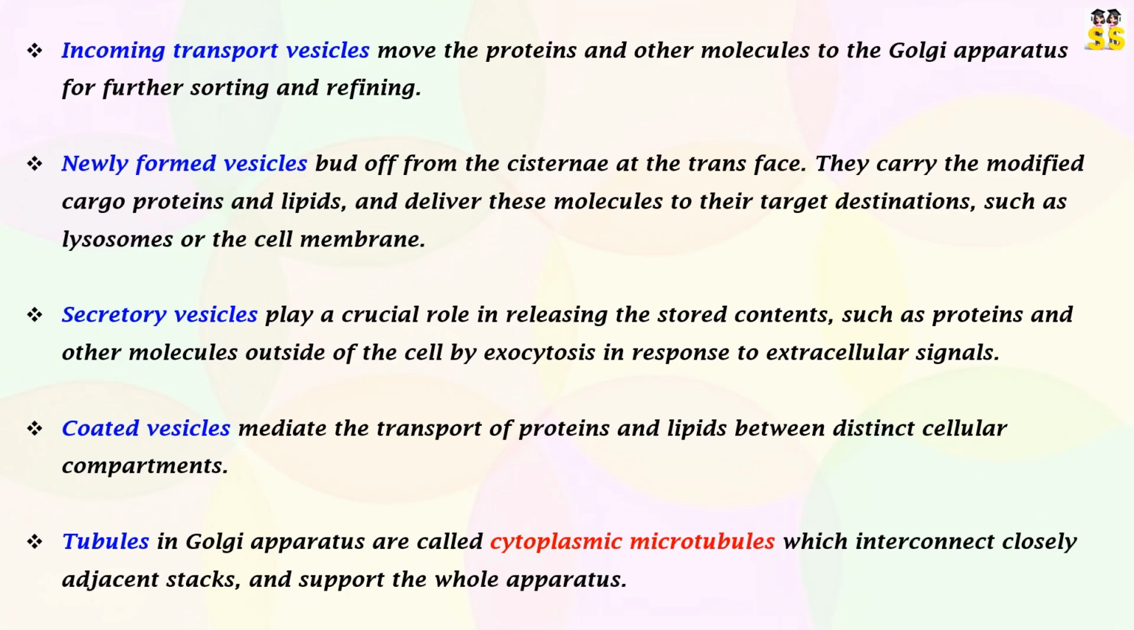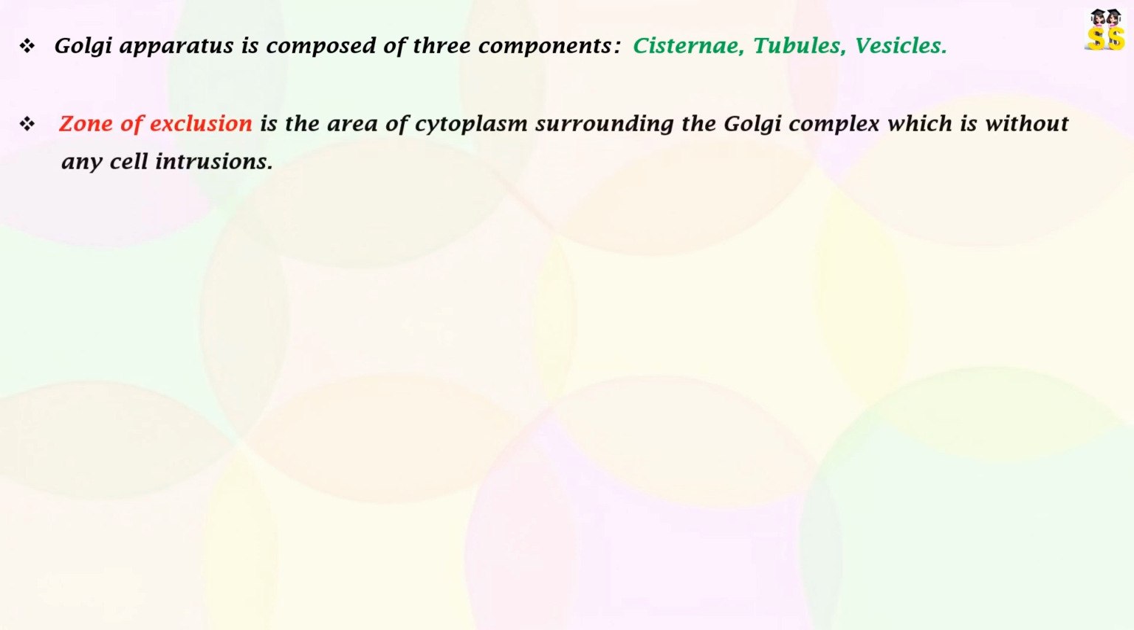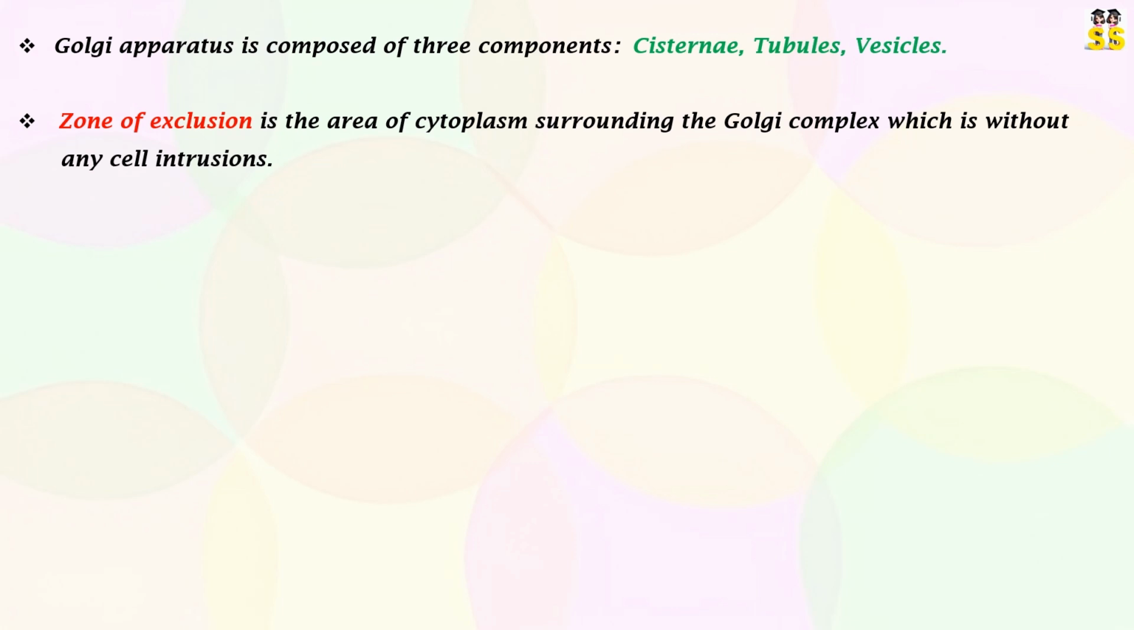The points discussed in the previous slide are detailed here. As mentioned earlier, Golgi apparatus is composed of three components, that is cisternae, tubules, and vesicles. Zone of exclusion is the area of cytoplasm surrounding the Golgi complex, which is without any cell intrusions. The most important point to be noted is that Golgi complex has polarity.